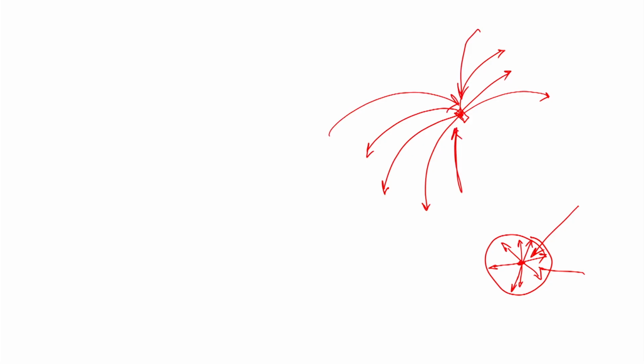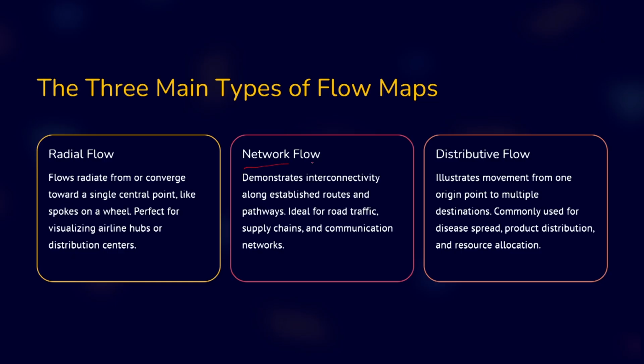So this we call it radial because everything is concentrated to one place. So network flow demonstrates interconnectivity along established routes, pathways, ideal for road traffic, supply chains and communication networks.